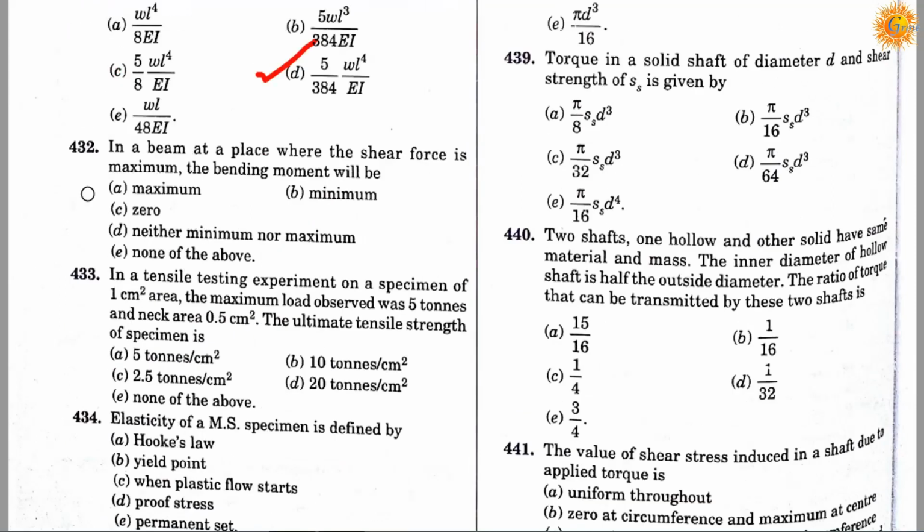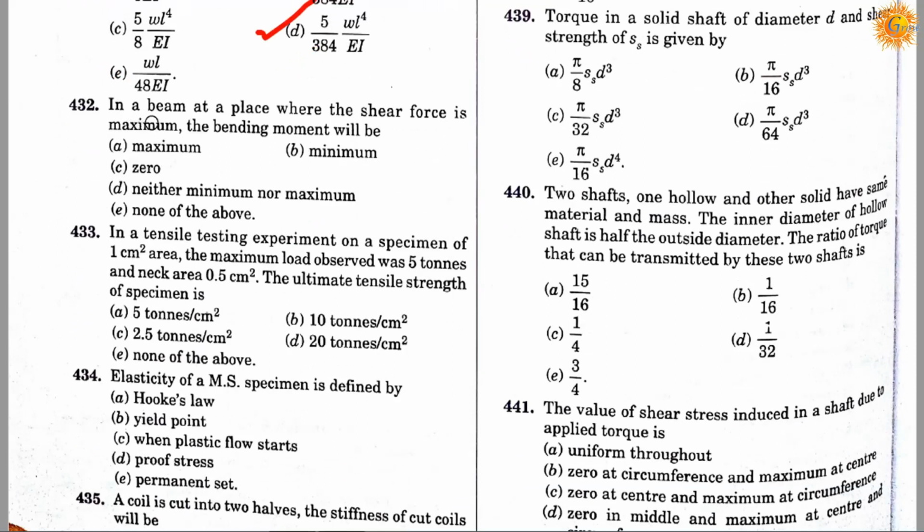Question number 432. In a beam at a place where the shear force is maximum, the bending moment will be option A maximum, option B minimum, option C 0, option D neither minimum nor maximum, and option E is none of the above. Correct answer is A, it will be maximum.